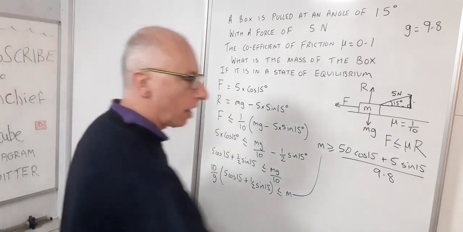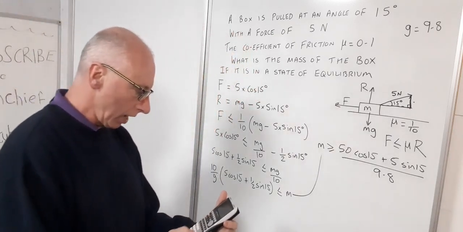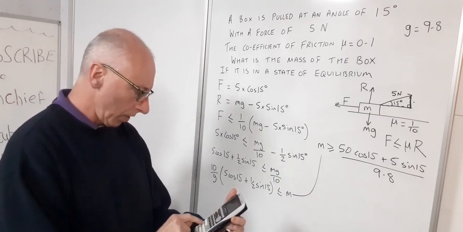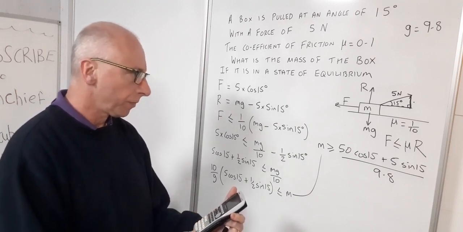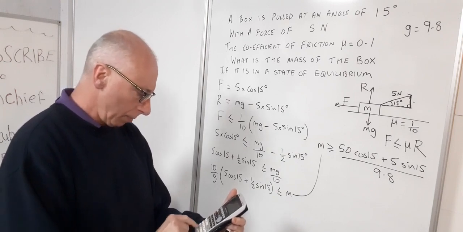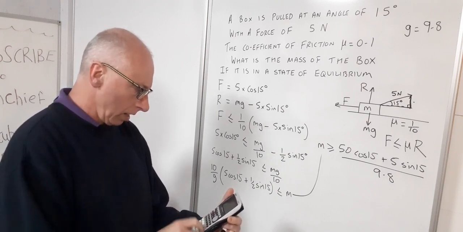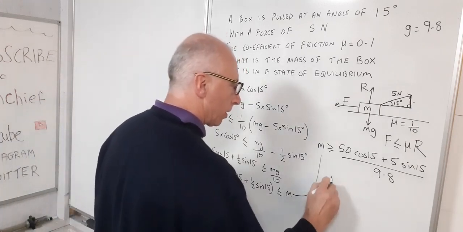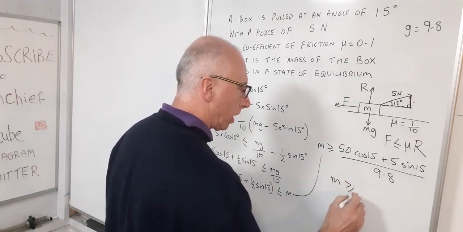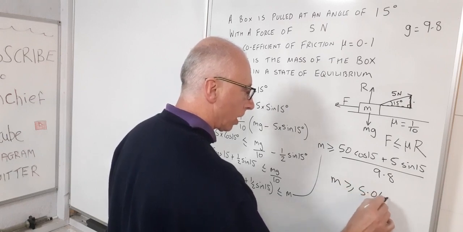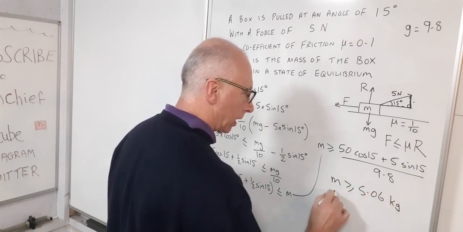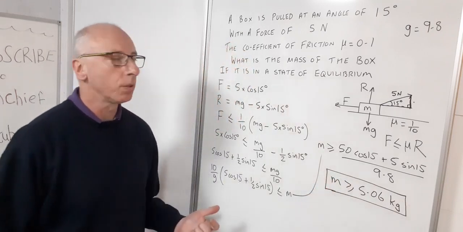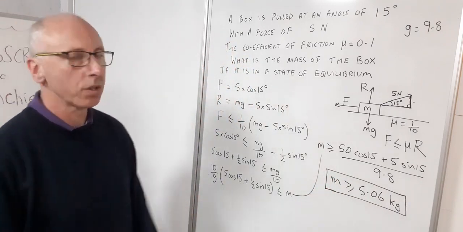So let's put that in our calculator and see what we get. So 50 cosine 15 plus 5 sine 15, and then divide that by 9.8. So we get 5.06 approximately. So the mass of my box is greater than 5.06, and that will be in kilograms. So that would be the answer to our question. That would be the mass of the box. Okay.